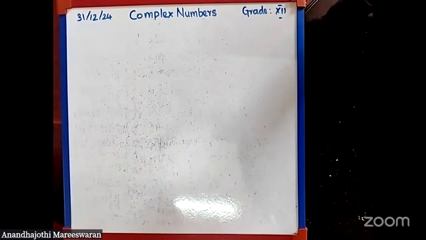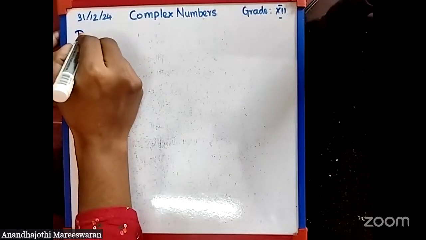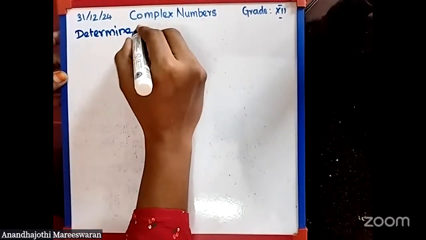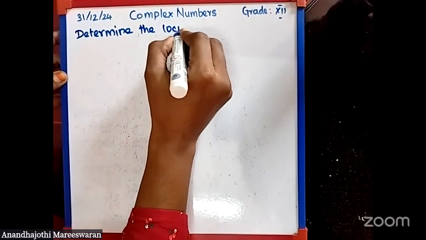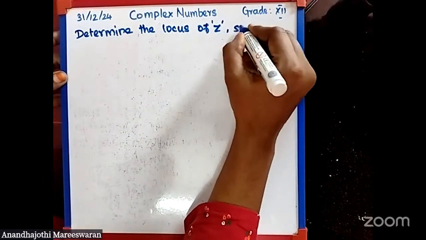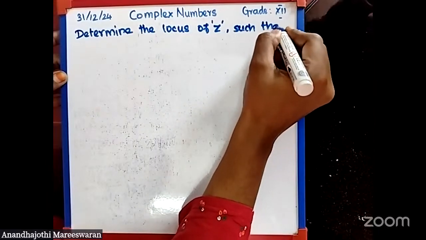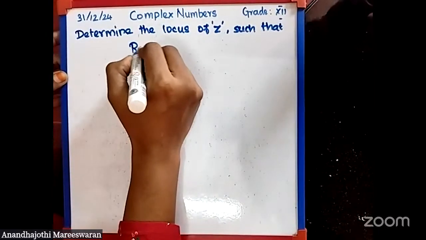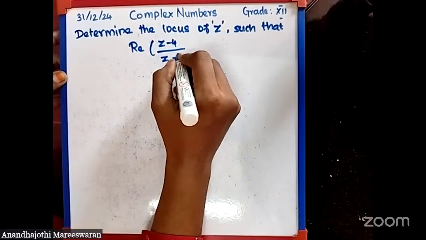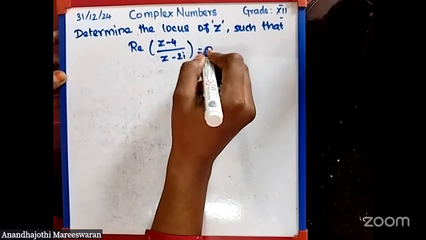Yes, of course. Today we are going to do some sums in complex numbers, right? Right. Okay. The first sum today we are going to solve is: determine the locus of z such that the real part of (z minus 4) divided by (z minus 2i) equals 0.